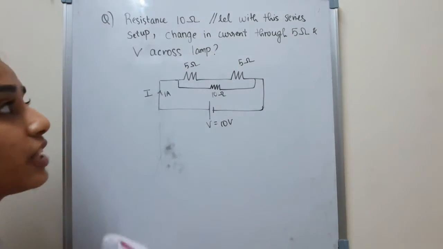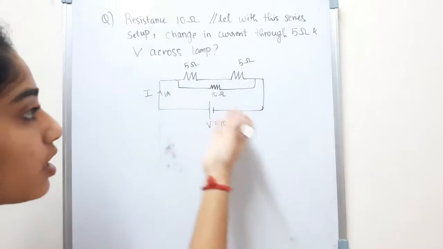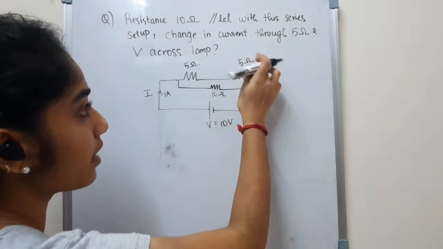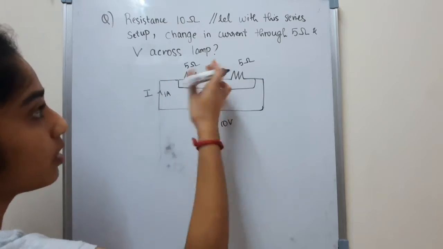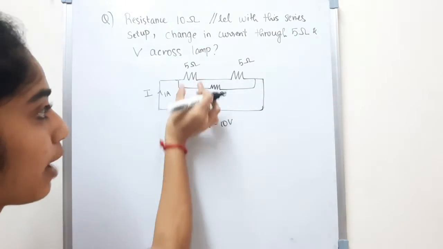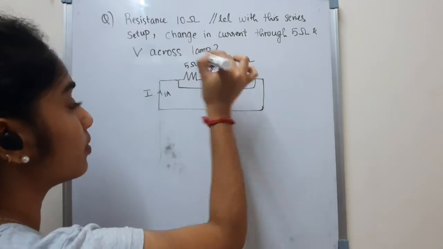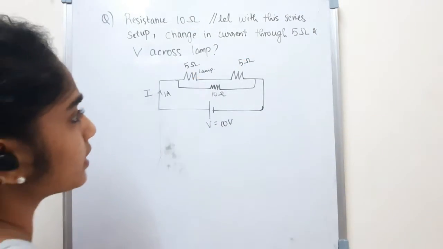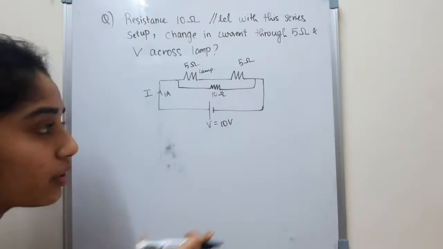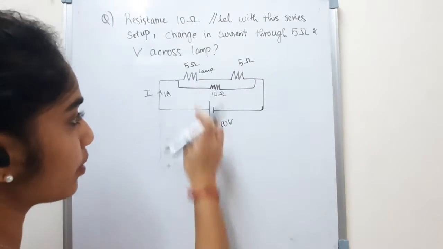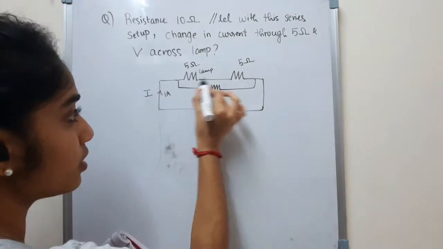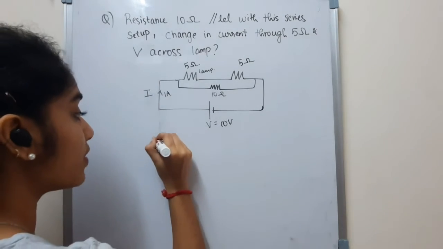We have to find the change in current from the first circuit to the second circuit through the 5 ohm resistor and the difference in the voltage across the lamp. So this is our lamp, right? For this, we have to reduce the circuit to a simpler form, right? We have 3 resistors, so these two are in series, right? So we solve that first.